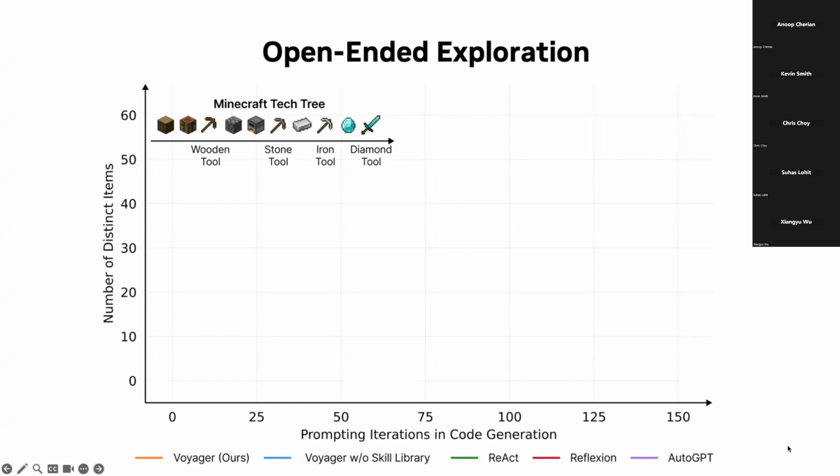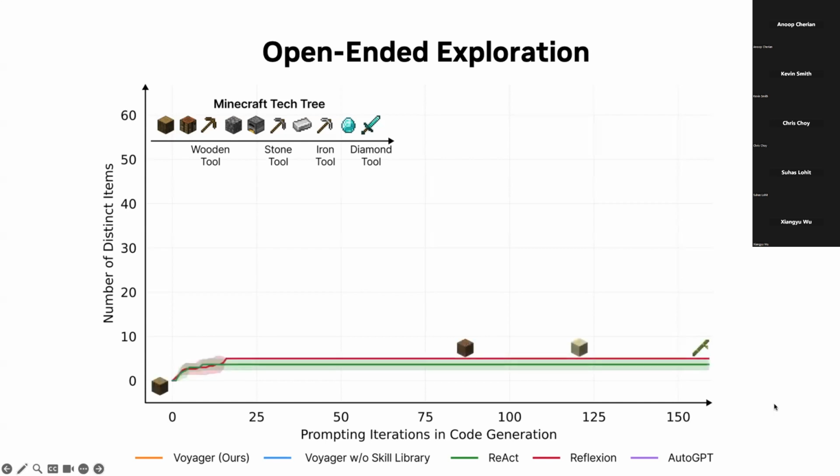And we compare with 3 baselines: ReAct, Reflection, and AutoGPT. All of these are no-gradient architectures built on top of GPT-4. ReAct is a pretty simple reasoning and acting loop. And Reflection is built on top of ReAct with self-reflection. And we see that both struggle to make progress beyond the basic wooden tools.